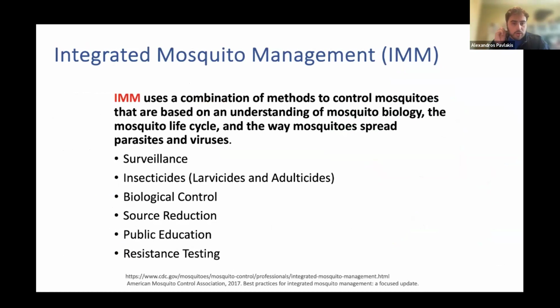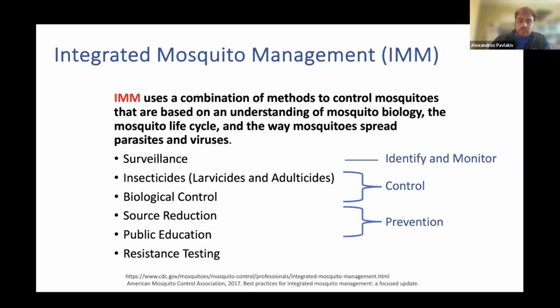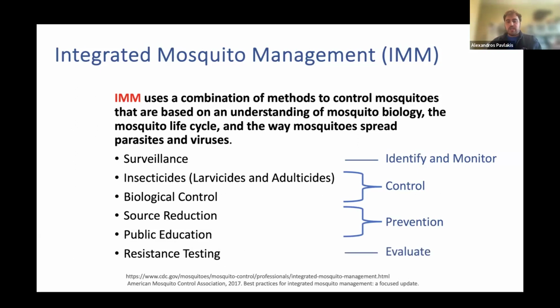We have six core tenets of an integrated mosquito program. Our surveillance is going to be those identify and monitor steps of an IPM program. The use of chemical controls like larvicides and adulticides, as well as biological control, is going to be part of that control. Source reduction and public education are going to be part of those prevention core tenets. And then resistance testing is going to be part of that last evaluation step.